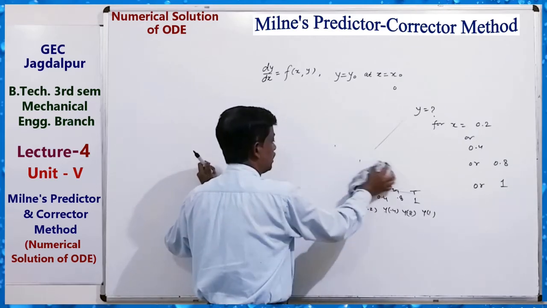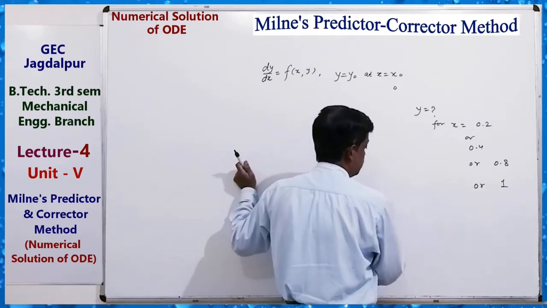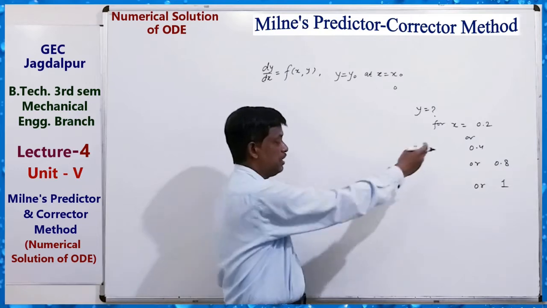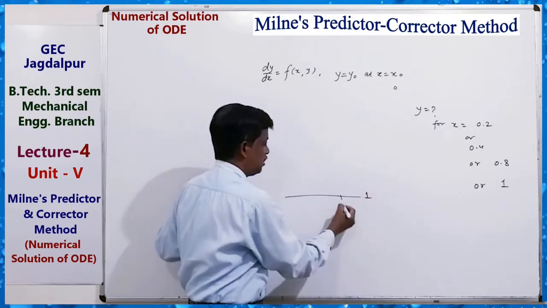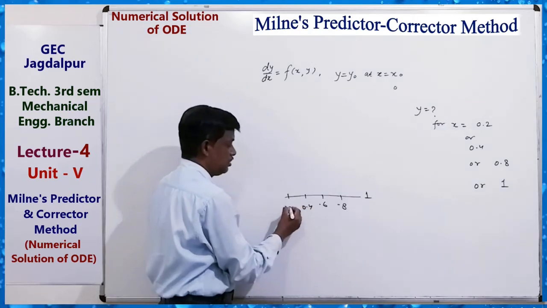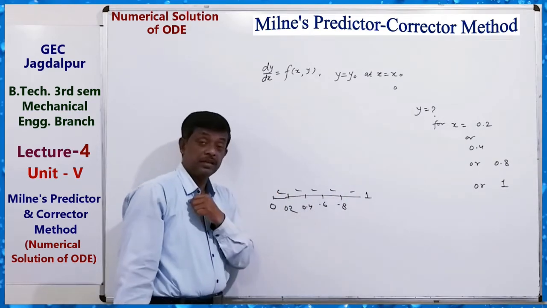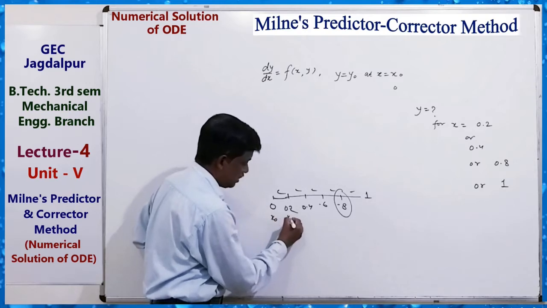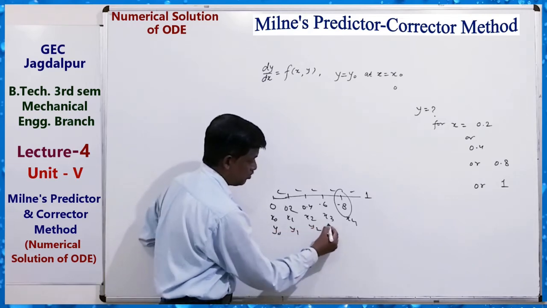Now we have already seen three or four methods. Now here predictor and corrector methods, the same type of process we have to do. The predictor and corrector means using the previous values for finding the value at 1. Here 0.8, here 0.6, here 0.4, here 0.2, here 0. 1, 2, 3, 4, 5 intervals are there. This is x0, this is x1, x2, x3, x4, that is here y0, y1, y2, y3, y4.